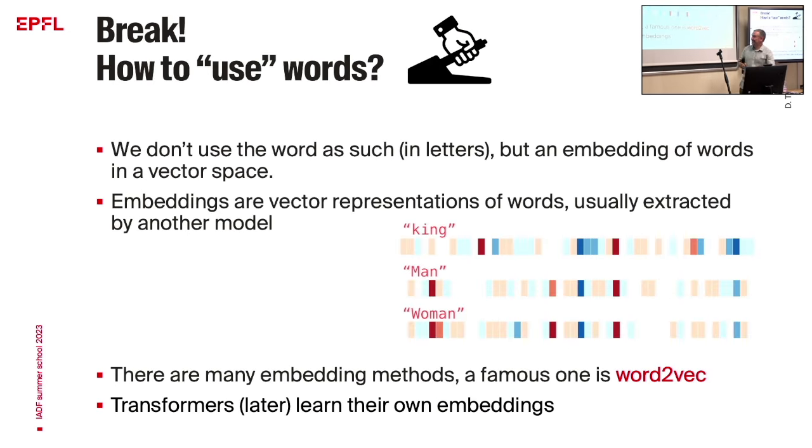So, the thing that is strange in all this is how we use words in neural networks, because neural networks, as Roberto has said, like numbers, and words are letters, no? So we need a way to go from a word to a feature vector. Just imagine this is a feature vector, and the colors are positive and negative numbers, and every little bar is one feature in your vector. You want to have what we call an embedding.